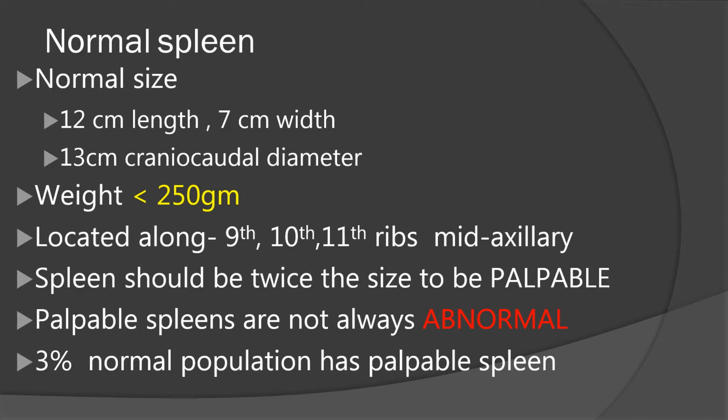Spleen should be twice the size to be palpable. That means it should enlarge twice the times. That is, when the spleen size is doubled, then only we can palpate the spleen. Otherwise, spleen is not palpable. If the spleen is palpable, that means it is an abnormal spleen. 3% of the normal population has a palpable spleen.